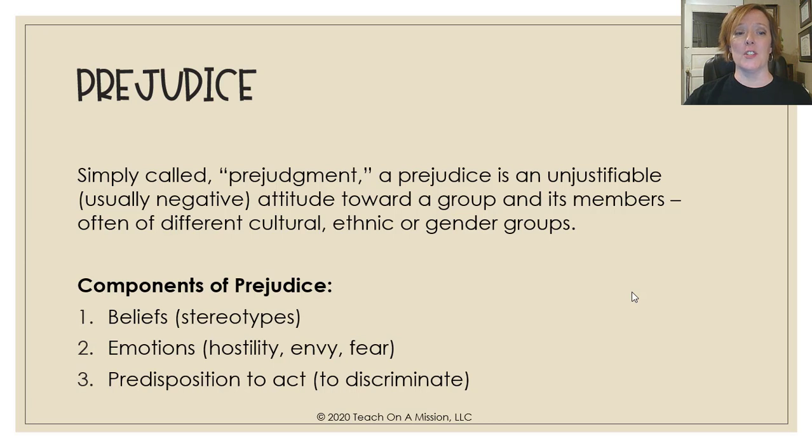Components of prejudice include beliefs or stereotypes, emotions like hostility, envy, and fear, and a predisposition to act or discriminate. So there are your varying terms when it comes to prejudice, discrimination, stereotypes. Stereotypes are a belief system. And then the discrimination is the action that happens as a result of prejudicial attitude.